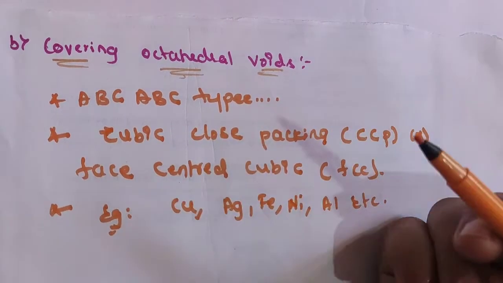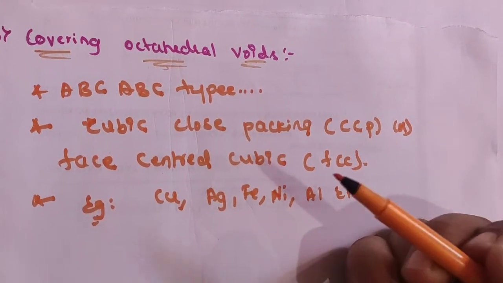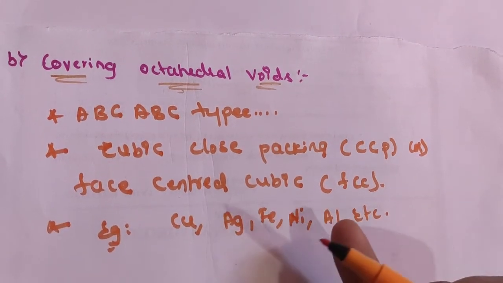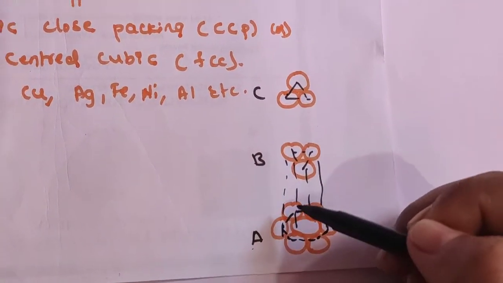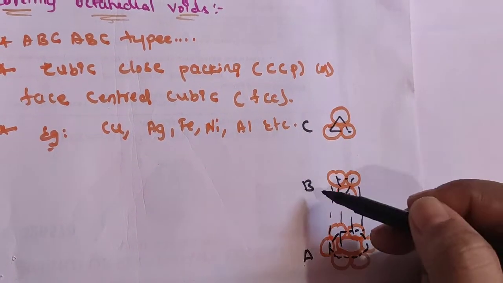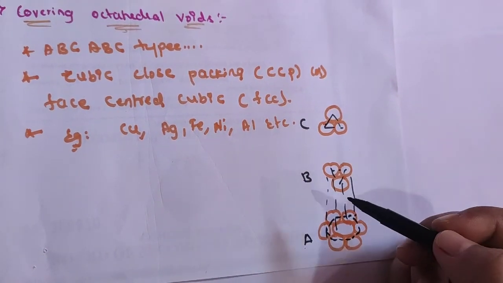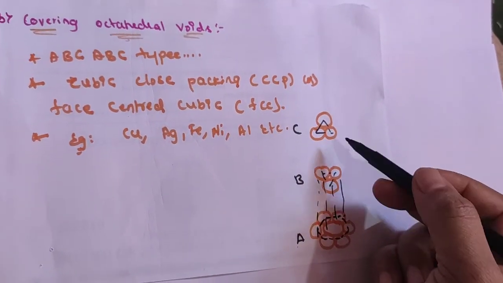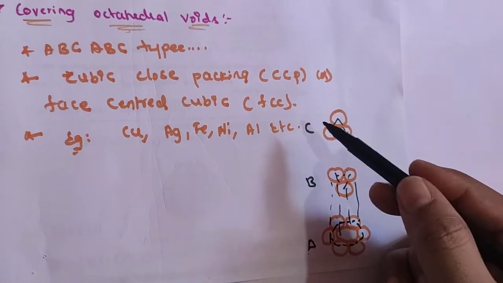So here it is ABC type, and the type of close packing is called cubic close packing. It is also represented as face centered cubic, and this is found in metals like copper, silver, iron, nickel, aluminum, etc. So here you should notice how the arrangement is present. This type of arrangement is called an ABC type. This type of close packing is called cubic close packing. In this way the arrangement appears similar to the second layer, third layer or fourth layer, so that this is called an ABC type.